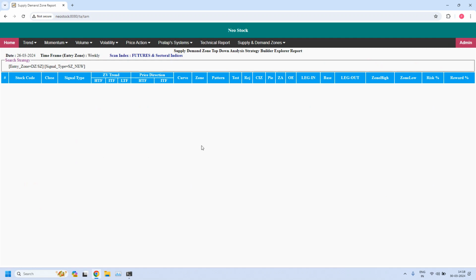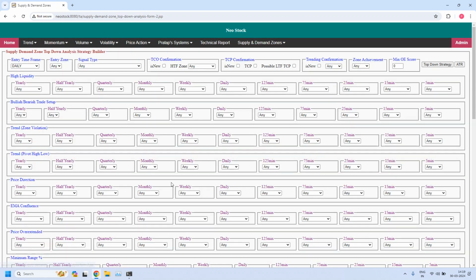Now we will identify the weekly zones having a weekly EMA confluence. So entry time frame is weekly. We need to find the stocks having new EMA confluence. But here we have two conditions. Is it demand zone confluence or is it supply zone confluence? That is very important. And moreover, for demand zone confluence, you always need to look in the uptrend, and for supply zone confluence, you need to look in the downtrend.